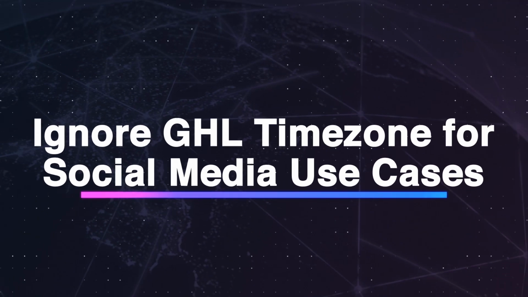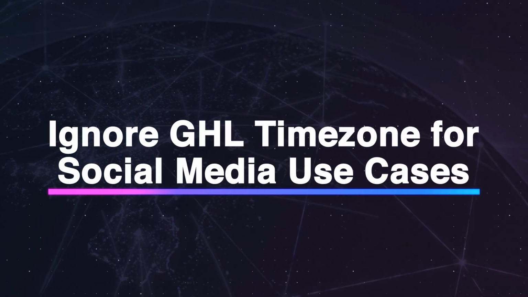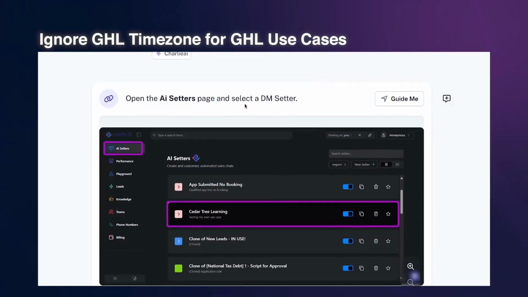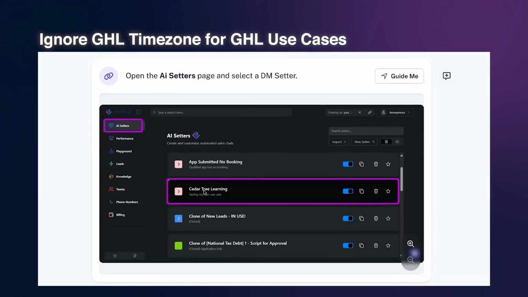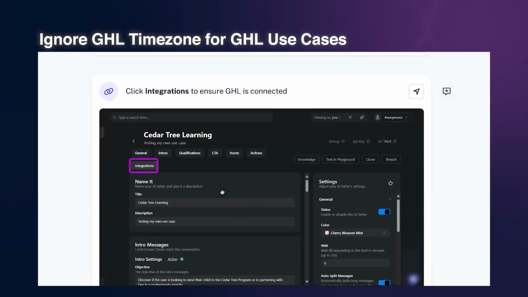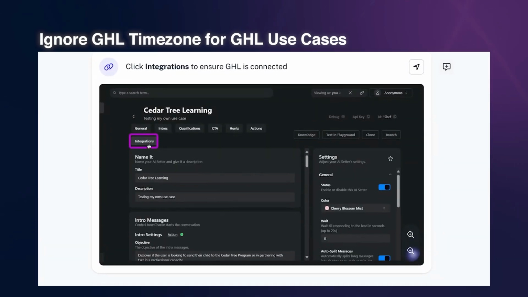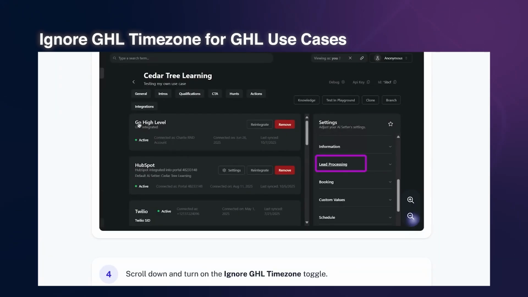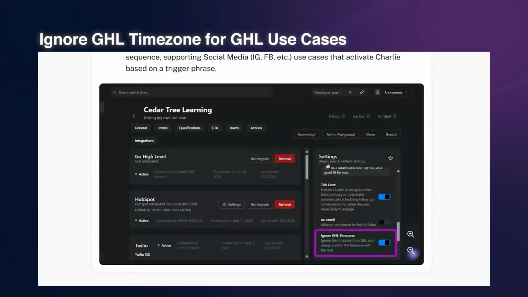So the first one is Charlie will ignore GHL time zones for social media use cases. What'll happen is, if you go to the setters and click on the AI setter, under integrations, make sure GHL is integrated. If GHL is integrated, you can click under lead processing. Under lead processing, you'll see a new toggle. It'll say ignore GHL time zones, and you'll toggle that on.